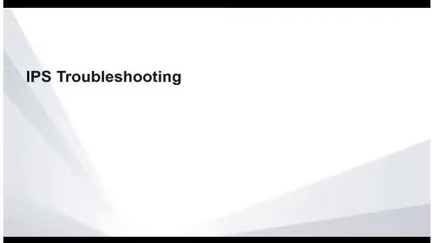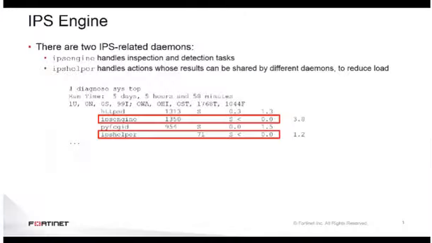In this section, you will learn about IPS troubleshooting. There are 2 important types of daemons that handle IPS-related tasks. IPS Engine is the main type of daemon that handles all inspection and detection tasks. IPS Helper handles actions whose results can be shared by different IPS Engine daemons. In some FortiGate models, it is normal to see multiple instances of the IPS Engine daemon running.